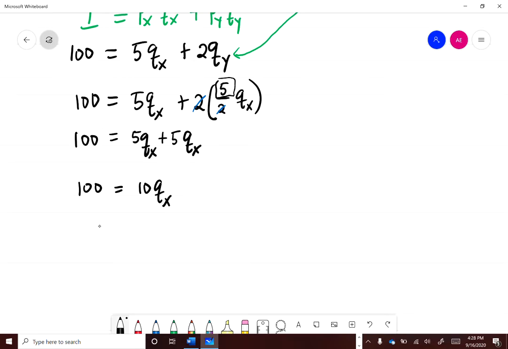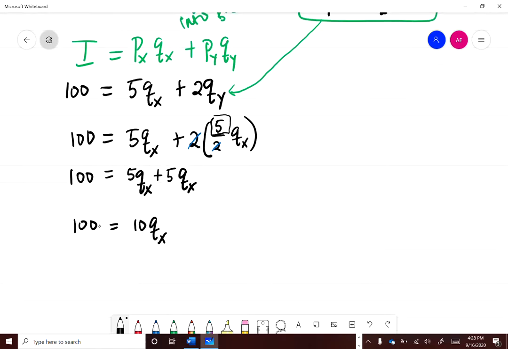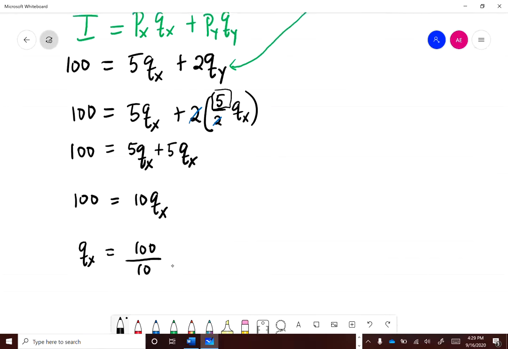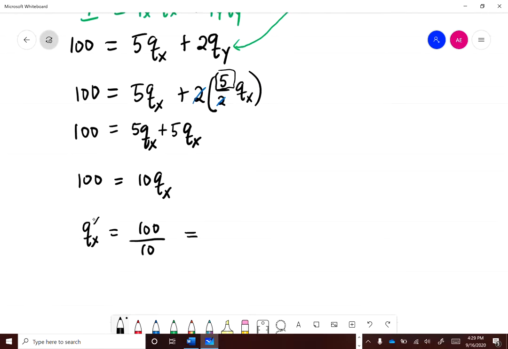How did I know to stop? I realized that 6 was not going to divide 100 nicely. So I had to look back and see if that was actually what I wanted. Anyway, so we have Q of x is going to be equal to 100 divided by 10. So we divide both sides by 10, which means that our optimal quantity demanded for good x is 10 units.